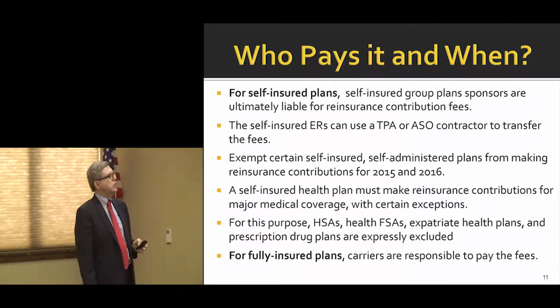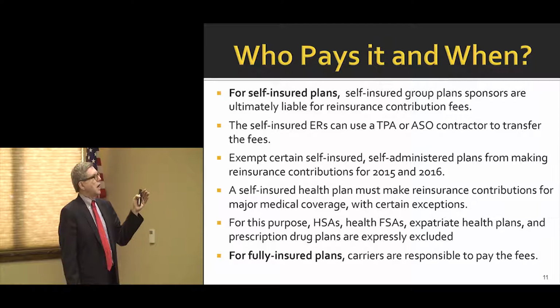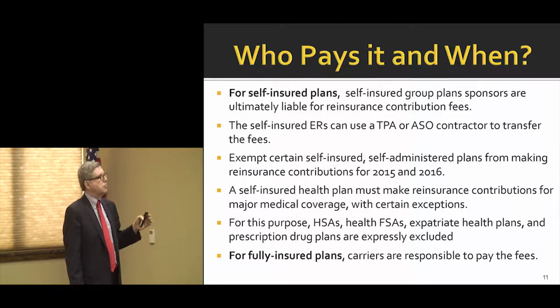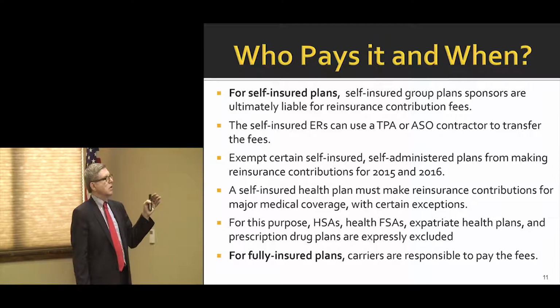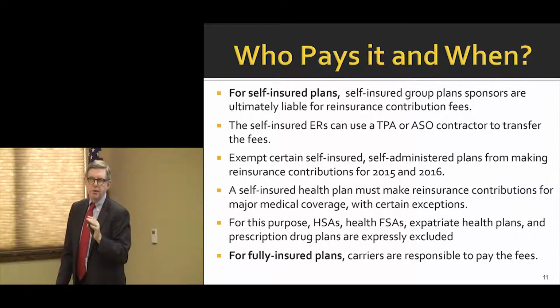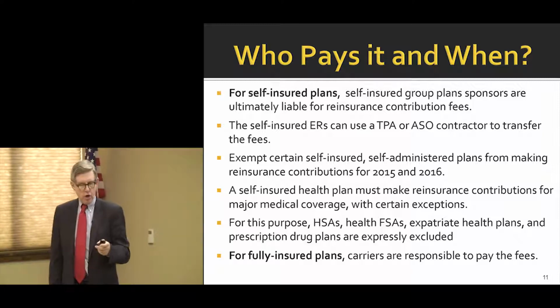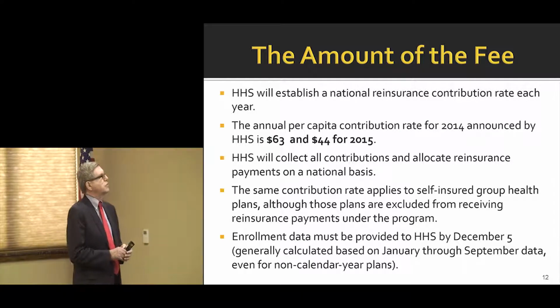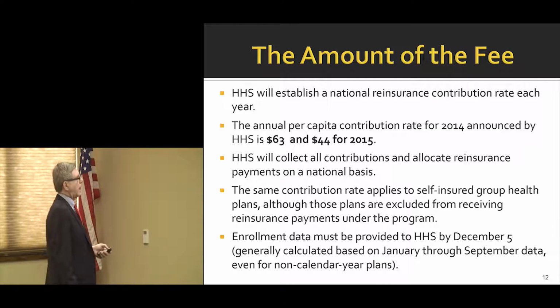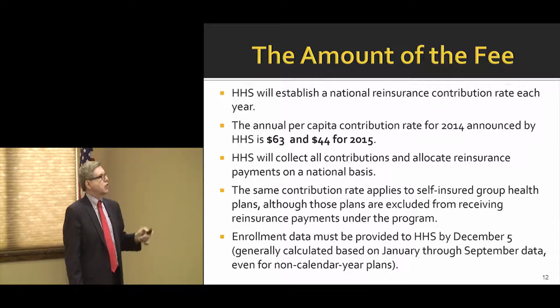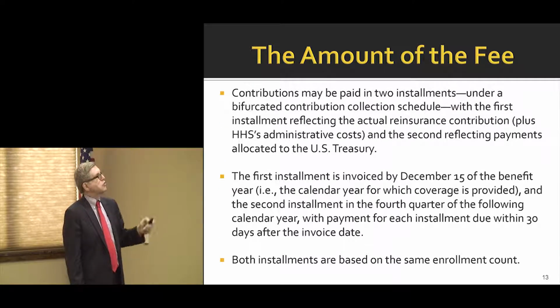For self-insured, employers can use either a TPA or a contractor to transfer the fees, and certain self-insured or self-administered plans are exempt. A self-insured plan will make reinsurance contributions for major medical. There are certain exceptions. For this purpose, HSAs, health FSAs, expatriate health plans, and prescription drug plans are excluded. Now, for fully insured plans, the insurance companies will pay the fee and pass the cost on to you. The fee for 2014 was $63. This year it is $44. HHS will collect all contributions and allocate reinsurance payments on a national basis. The same contribution rate applies to self-insured plans, though these plans are excluded from receiving reinsurance payments. Contributions are paid in 2 installments.